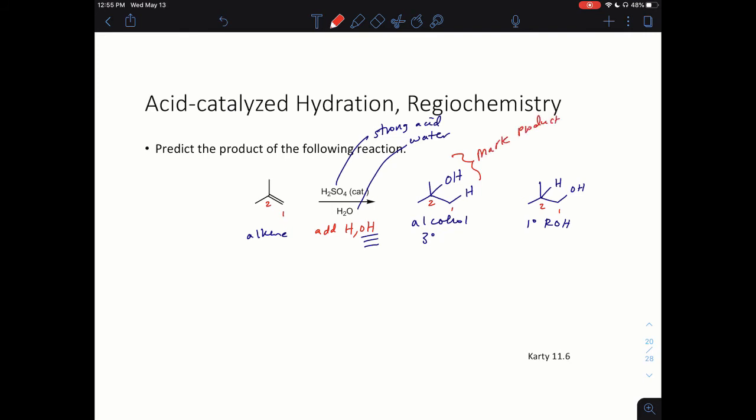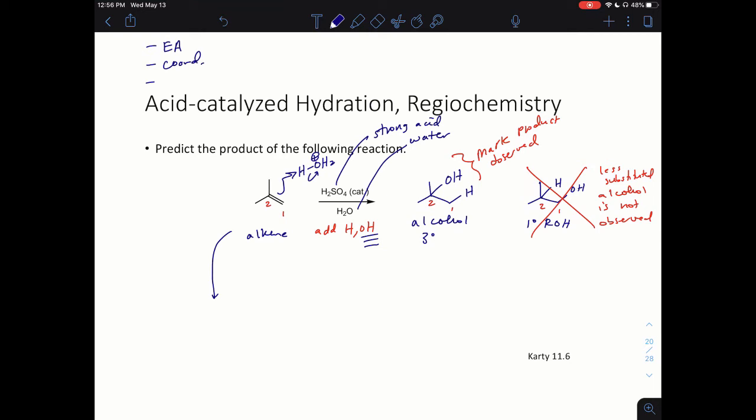Let's draw out the mechanism. So you can pause if you like and draw that out. What's the first step upon treatment with a strong acid? Yeah, protonate something. But in this case, you know that there's an electrophilic addition elementary step. There will be a coordination elementary step. And then for when water is the nucleophile, you'll have a proton transfer step at the end.